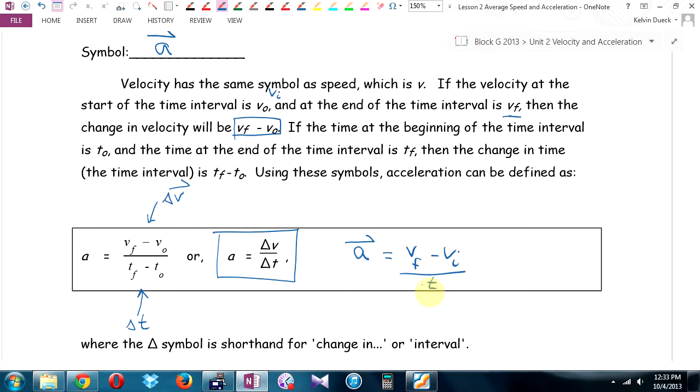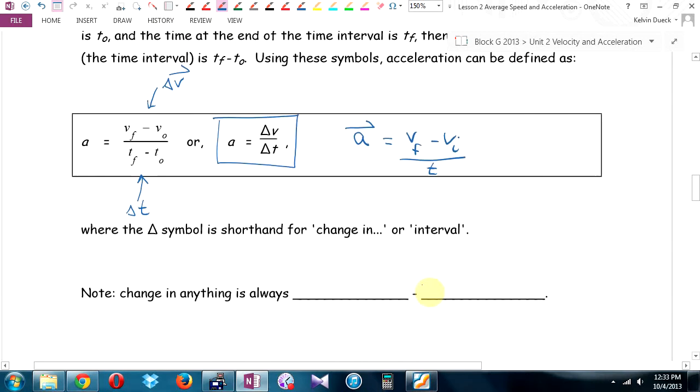Acceleration is defined as change in velocity, final minus initial, over change in time. We get lazy and don't write the change in for time because it's always a change in. Oh, note, change in anything is always final take away initial. That's going to be handy to have in your back pocket because there's going to be times this year, and definitely those of you that take Physics 12 next year, well, I'll say, hey, find the change in magnetic field. Hey, find the final magnetic field, find the initial magnetic field, and subtract them.